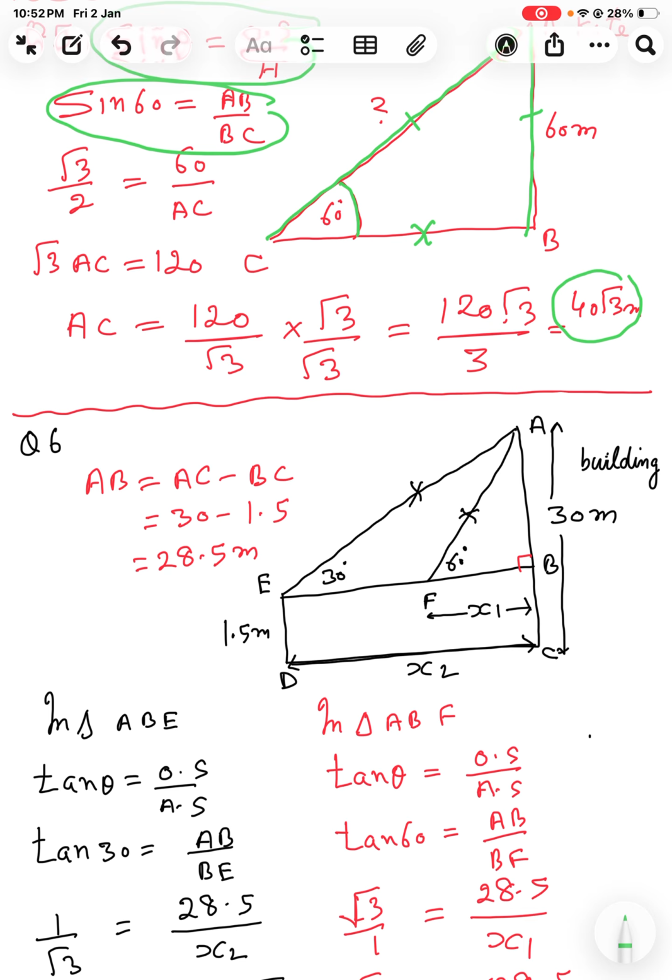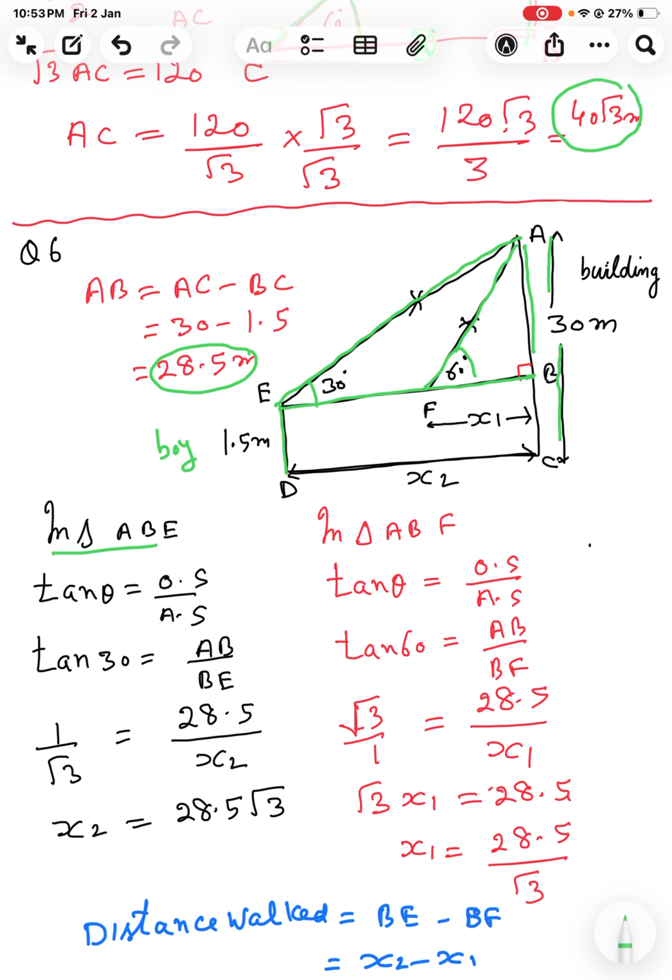In question 6, a 1.5 meter tall boy is standing, and from his eyes the angle of elevation to the top of the building is 30 degrees, and after moving toward the building the angle changes to 60 degrees. The total height of the building is 30 meters, therefore this height will remain 28.5 meters.